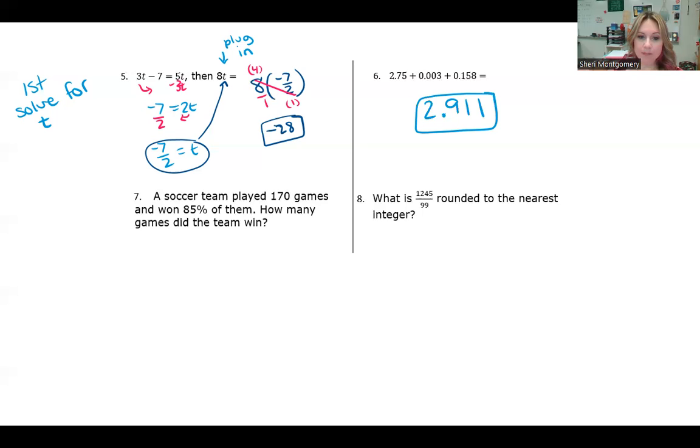Question number 7. A soccer team played 170 games and won 85% of them. So we need to find out what is 85% of 170. So we need to change that to a decimal, 0.85 times 170. I don't know that in my head, so you'll have to type it in the calculator. So I got 144. Did anybody else get 144?